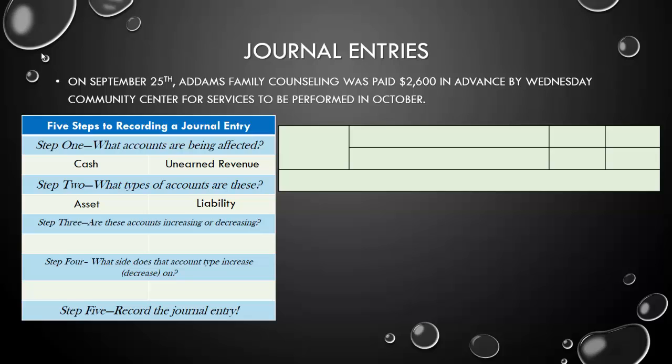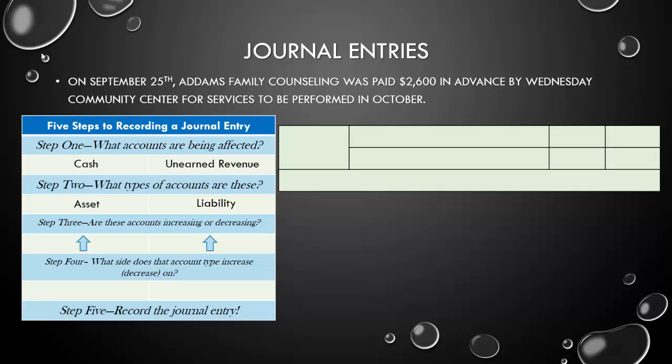Unearned revenue is one of the few liabilities you're going to come across in your first couple of accounting classes. It doesn't actually end with the word payable, but it is still a liability because you owe somebody work. Are they increasing or decreasing? We're getting the cash now, so that's going to go up. And the amount of things that we owe to other parties is now also increasing, because now, in addition to what we owed before, we also owe the Wednesday Community Center this $2,600 worth of work.